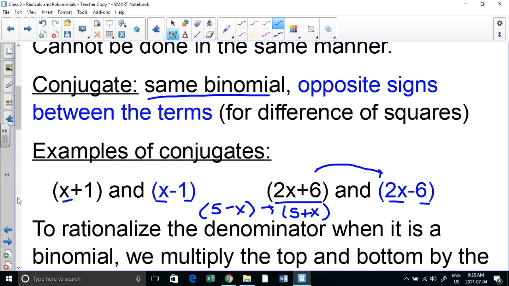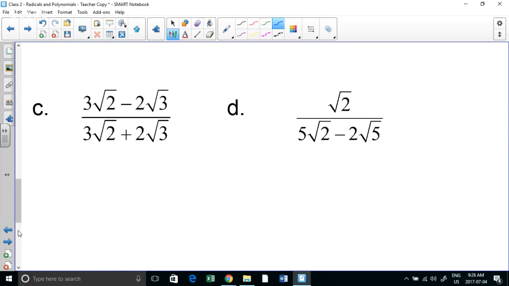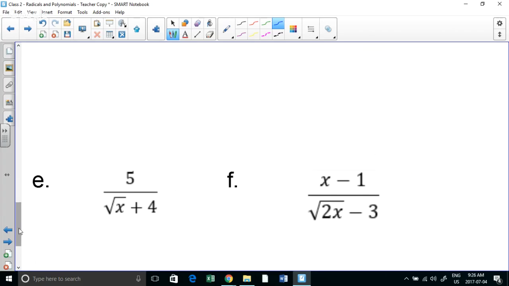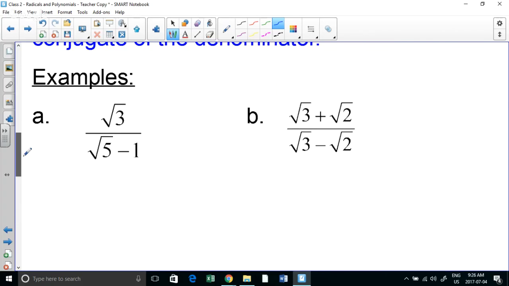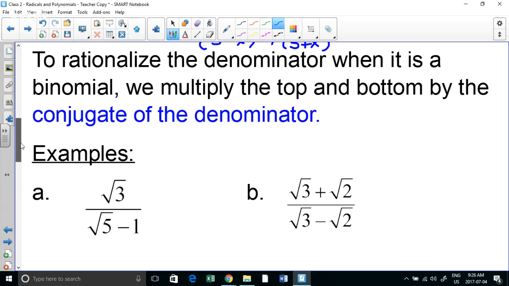So instead of just multiplying by the term, we rationalize the denominator when it is a binomial. We multiply the top and bottom by the conjugate of the denominator. So we're going to be using this idea. Okay. Oh, here we go.